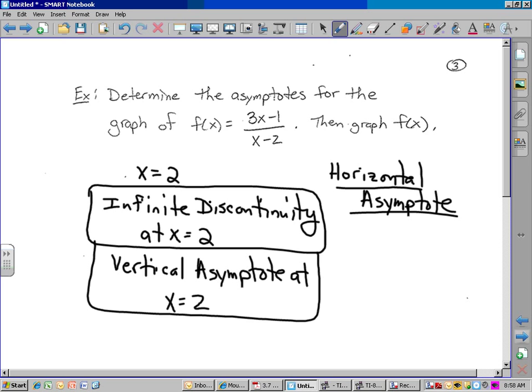We need to look at the degree of the top versus the degree of the bottom. The highest exponent on top is 1. The highest exponent on the bottom is 1. So they're equal. That means we will have y equal to the leading coefficient of the top, the number in front of that variable that has the highest exponent, which is a 3, divided by the number out in front of the variable that has the highest exponent at the bottom, which is an understood 1. So our horizontal asymptote is y equals 3.